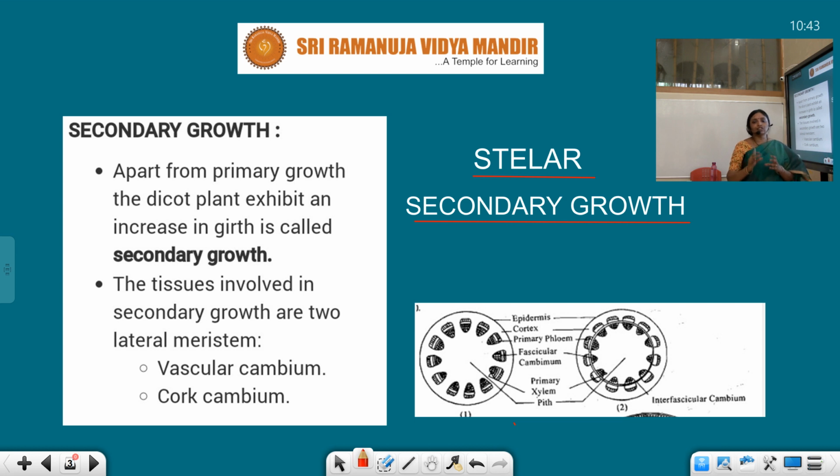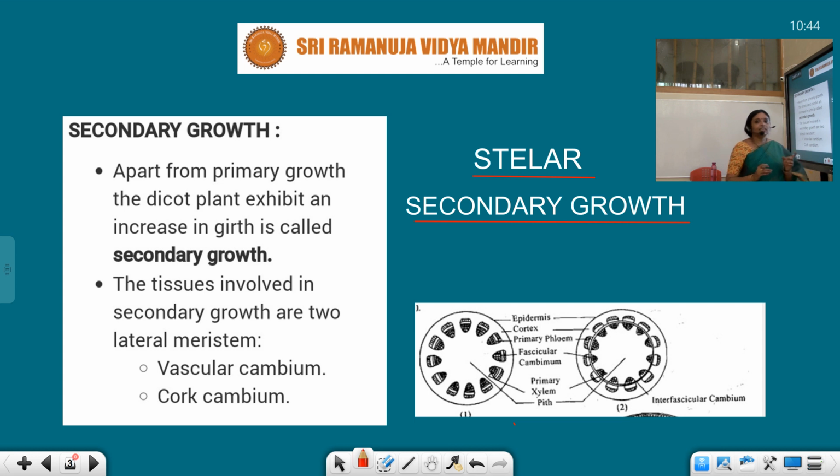If you remember the structure of the dicot stem, in the stele part, we have observed that the vascular bundles are conjoint, collateral and open type. Because in dicot stem, cambium is present and this cambium is meristematic tissue. So cambium is present in dicot stem, and due to that it is open type of vascular bundle. In monocot stem, no cambium ring is there. So secondary growth does not take place generally in monocot.